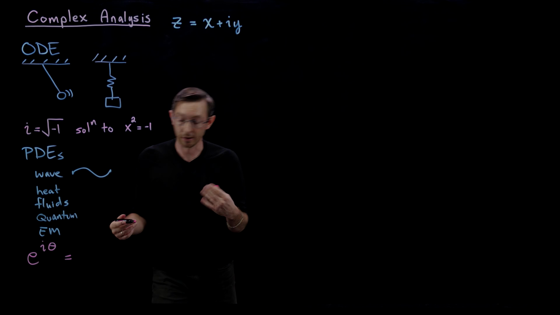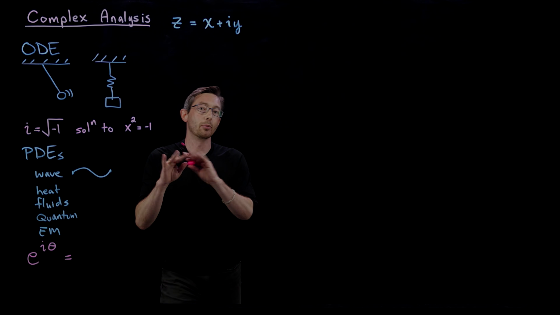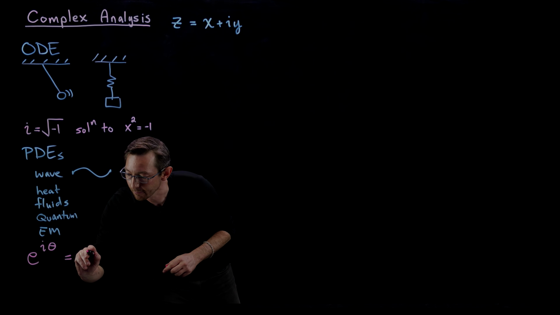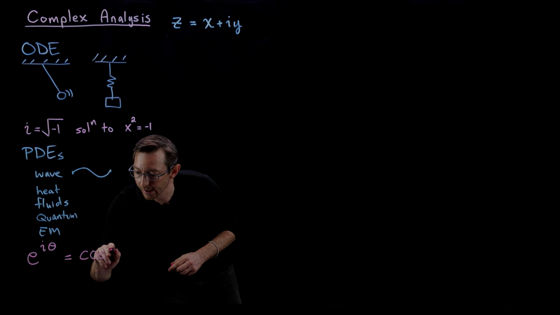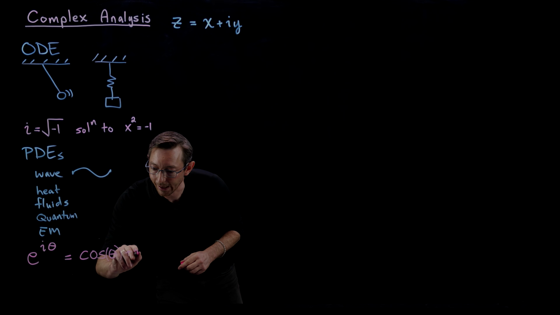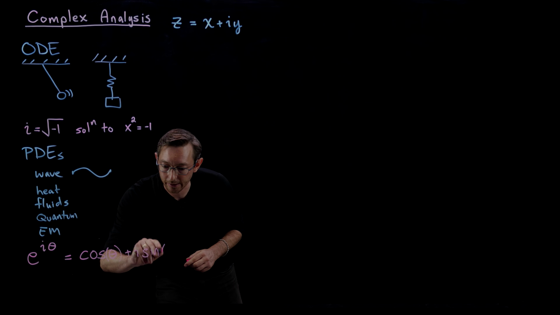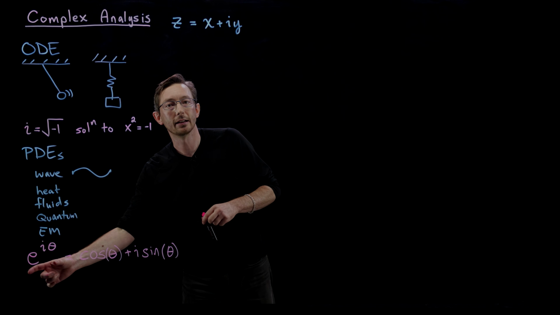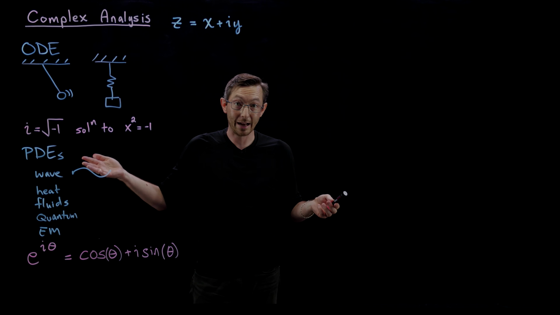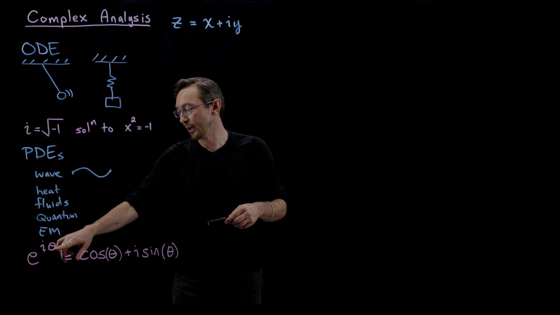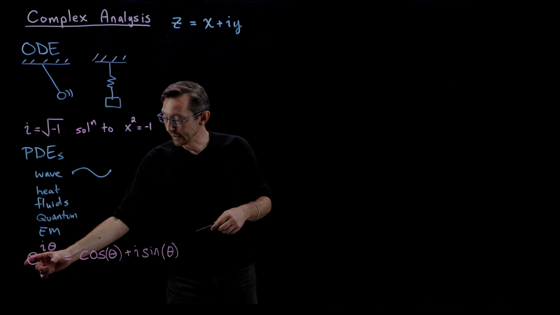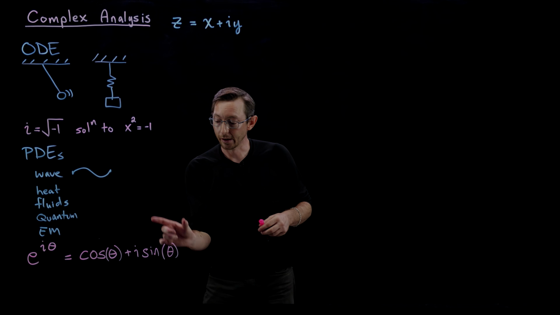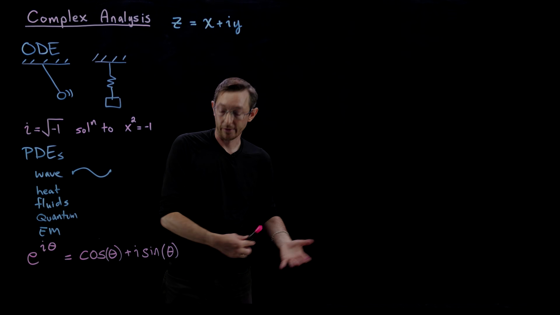So Euler's formula, Euler wrote this down, and it's one of the most important formulas in all of math, is e to the i theta can be written as cosine of theta plus i times sine of theta. And so essentially, e to the i theta, for a real valued theta, is a complex number that has a real part given by cosine of theta and an imaginary part given by sine of theta.